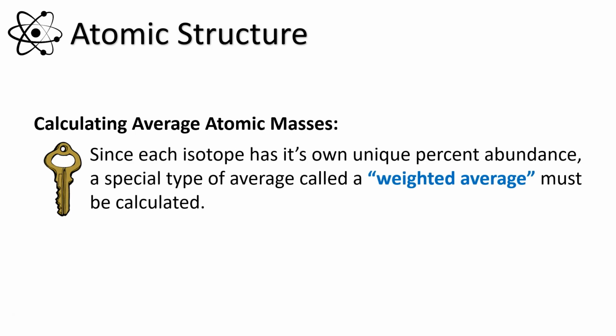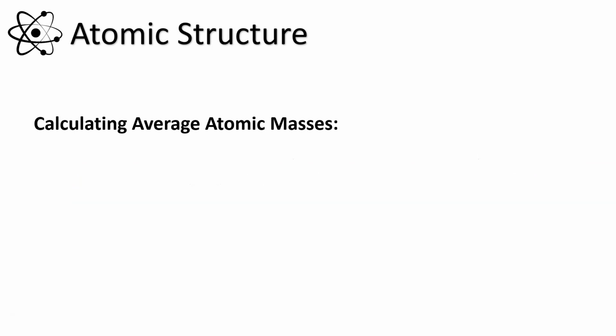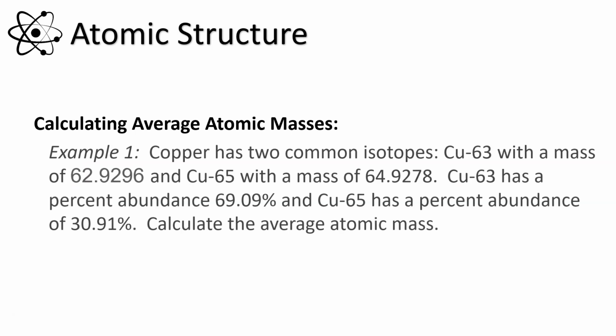One thing to know before we get to that, however, is that because each of these isotopes has its own unique percent abundance value, there's a special type of average called a weighted average that you have to be aware of in order to perform this calculation. And that's really what I'm teaching you in this video: how to calculate a weighted average. We're going to do 2 examples. The first one dealing with copper, and I'm going to walk you through that, and then we'll look at a second example that you can try yourself. Let's take a look at it.